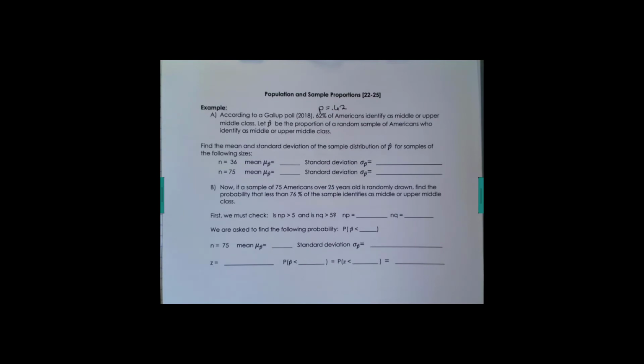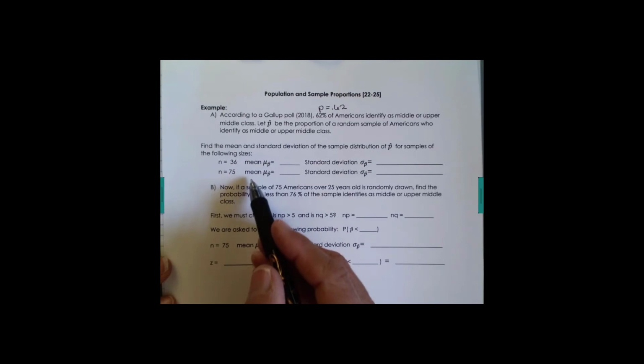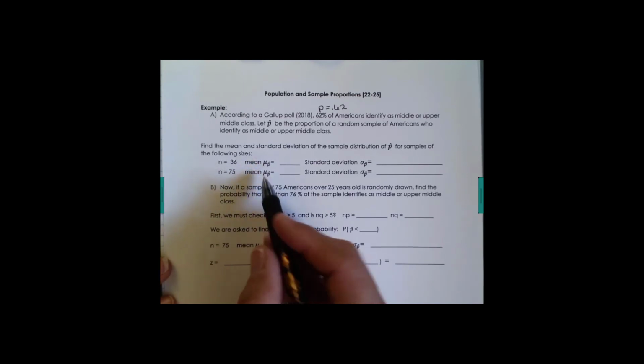Next, they say to let p hat be the proportion of a random sample who identify as middle or upper class. They want us to find the mean and standard deviation of the sampling distribution of p hat for samples of size 36 and 75. Well, the mean is the same as the population proportion, so that's not changing.